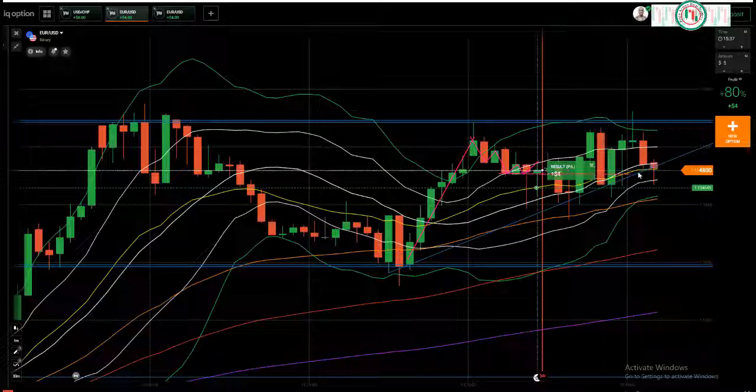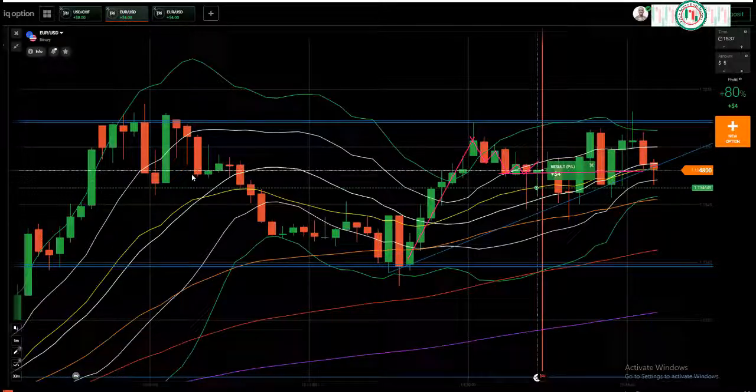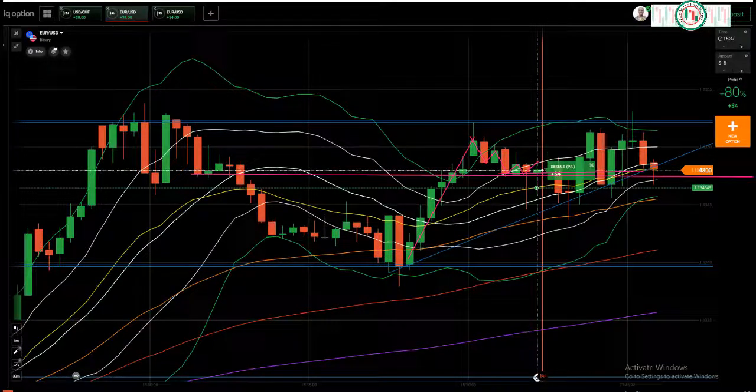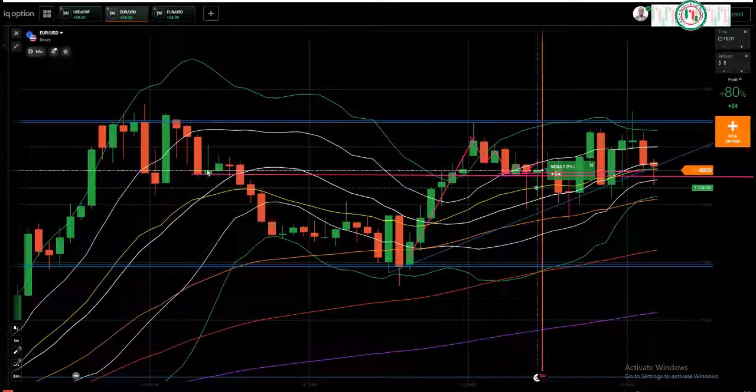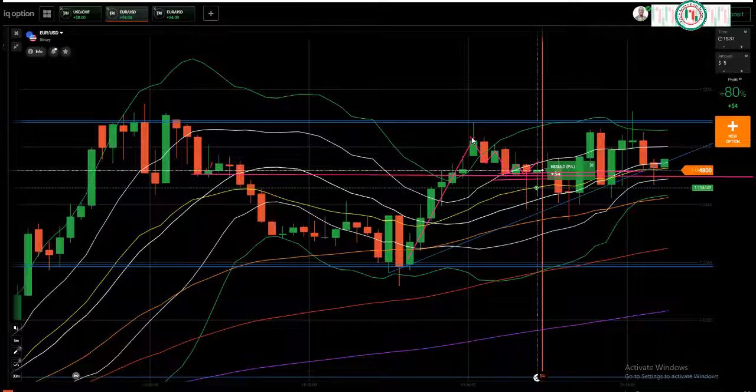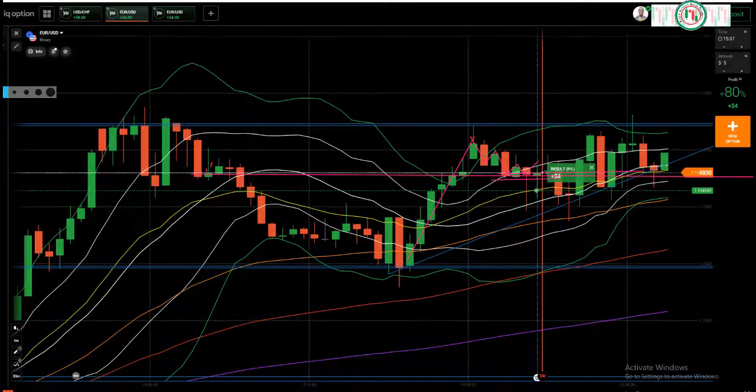This red candle didn't break this level. This area is a level here. You see, this is the spot area, and this red candle with a long tail didn't break it. If this candle broke this level, I would not place my trade. I know the market will create a double top.